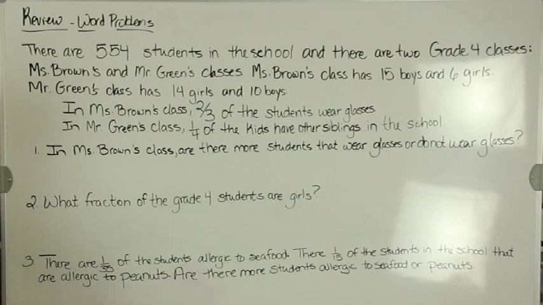There are 554 students in the school, and there are 2 grade 4 classes, Ms. Brown's and Mr. Green's classes. Ms. Brown's class has 15 boys and 6 girls. Mr. Green's class has 14 girls and 10 boys. In Ms. Brown's class, 2/3 of the students wear glasses. In Mr. Green's class, 1/4 of the kids have other siblings in the school.